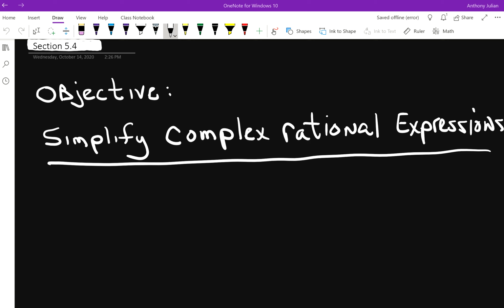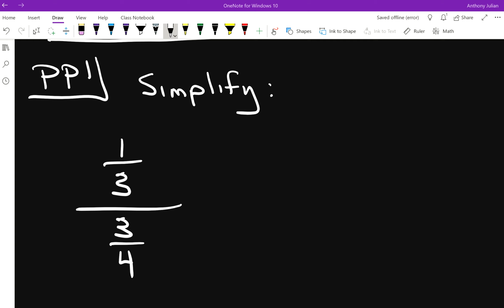First of all, we'll start with practice problem 1. All right, so here's our first example. And this is a complex fraction. It's a fraction divided by a fraction.